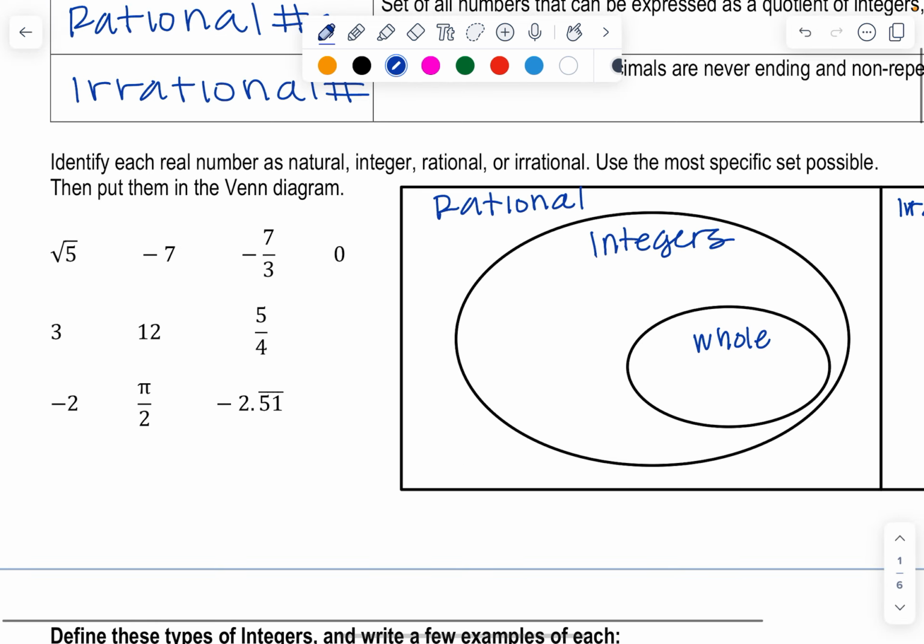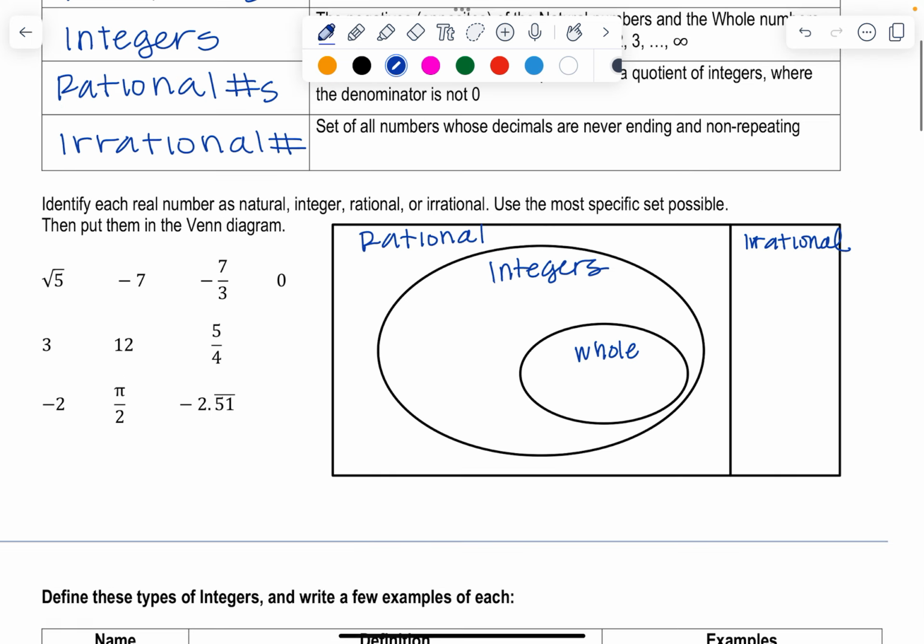All right, so let's look at these numbers here and put them in the right spot in the Venn diagram. First off, we have root 5. Root 5 would be a decimal that does not end, so that is irrational. -7 is not a whole number, but it's the opposite of a whole number, so it's an integer, which makes it also rational. That's why it fits there. Then we have -7/3. That is not a whole number or its opposite, but it is written as a fraction, so it is rational.